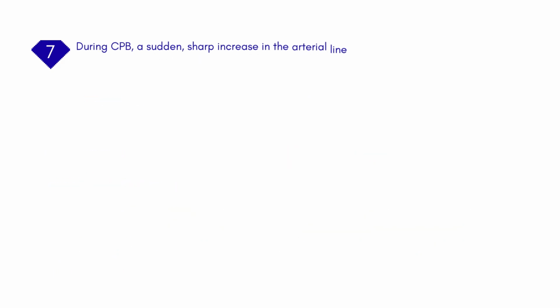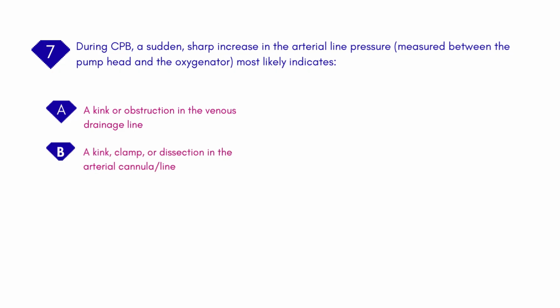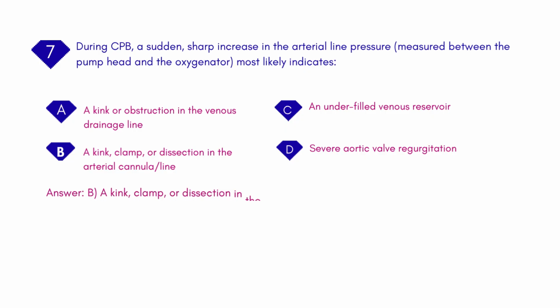During CPB, a sudden, sharp increase in the arterial line pressure, measured between the pump head and the oxygenator, most likely indicates: A. A kink or obstruction in the venous drainage line. B. A kink, clamp, or dissection in the arterial cannula/line. C. An underfilled venous reservoir. D. Severe aortic valve regurgitation. Answer: B. A kink, clamp, or dissection in the arterial cannula/line.